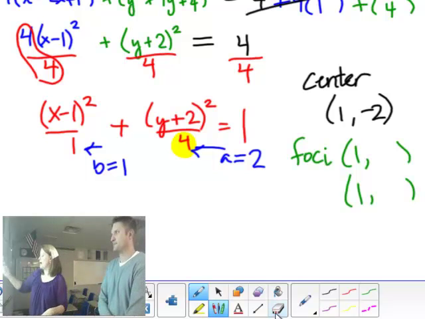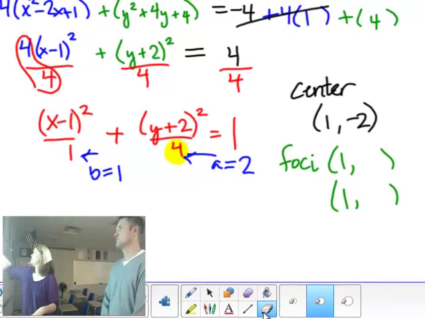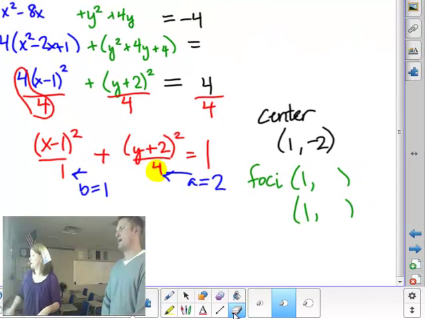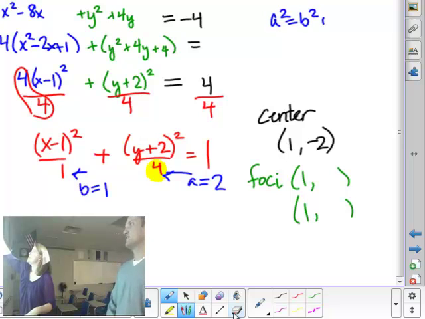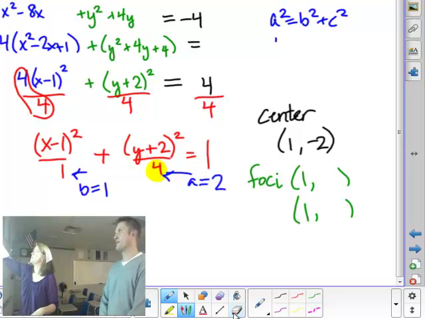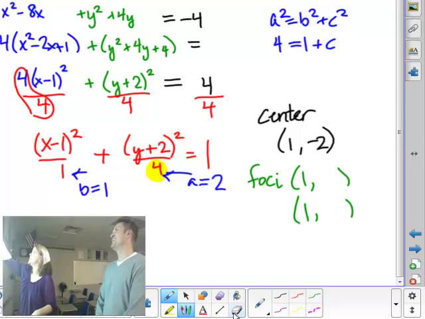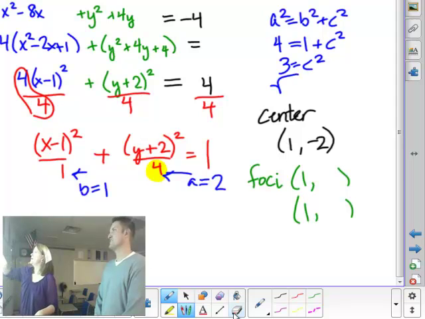Now, keep in mind, a squared equals b squared plus c squared. So a squared was 4. Oh, look, I didn't even have to square root it. b squared is 1. Work smarter, not harder. Okay, 3 equals c squared, so the square root of 3 is c.